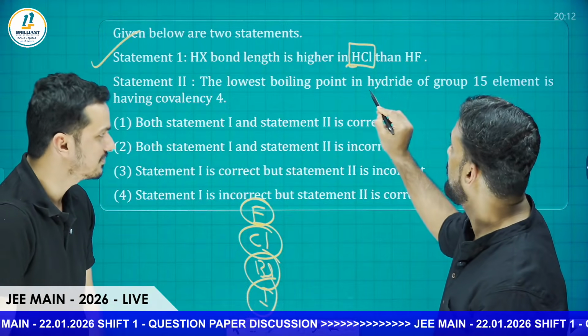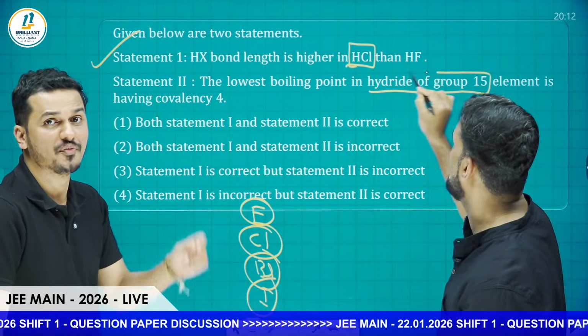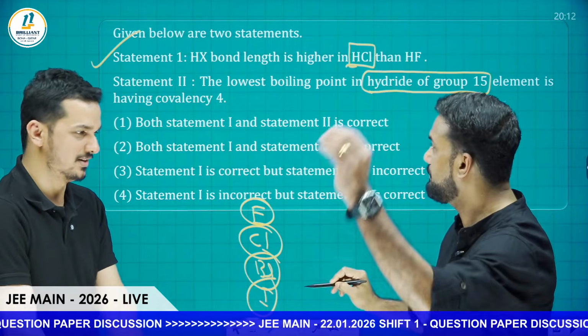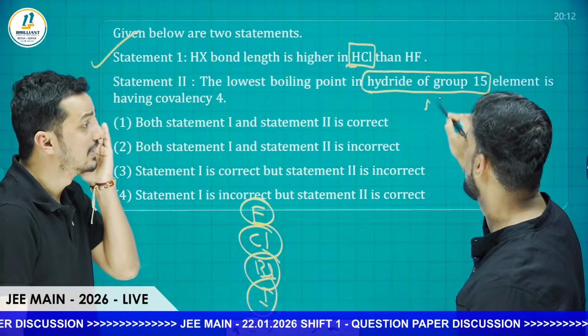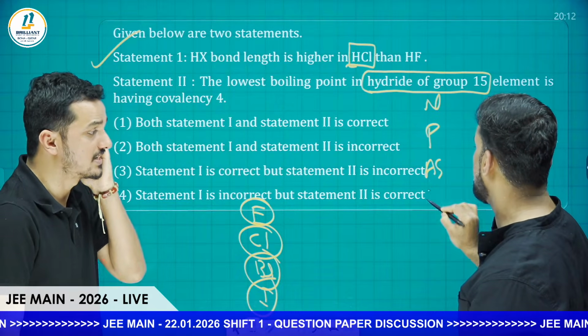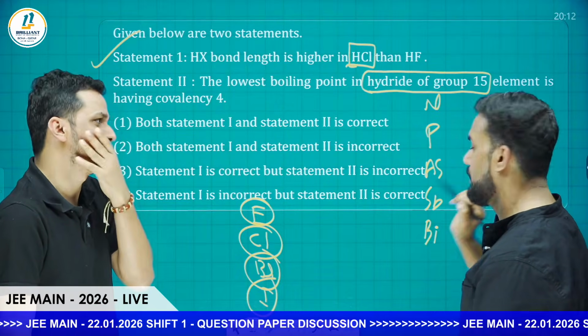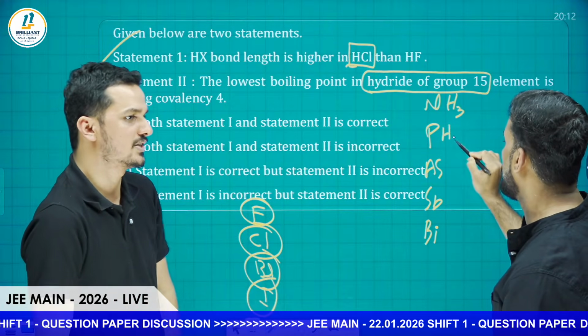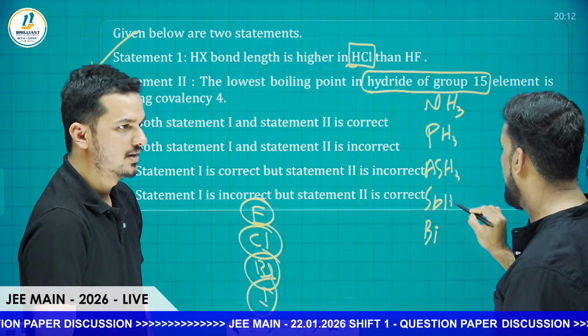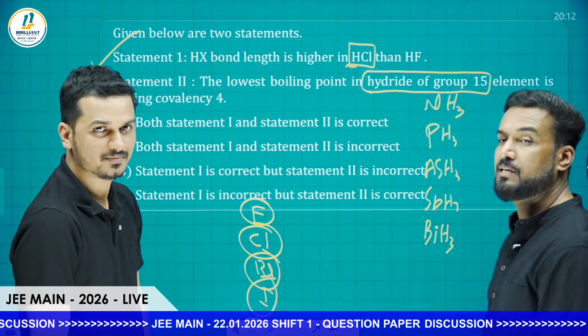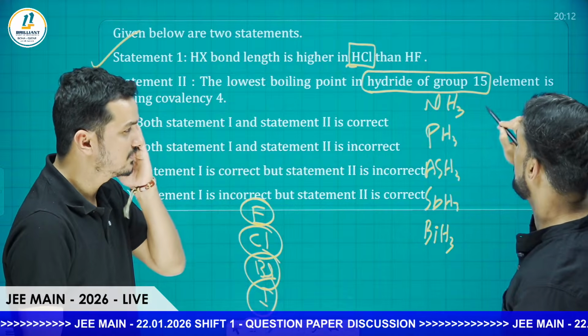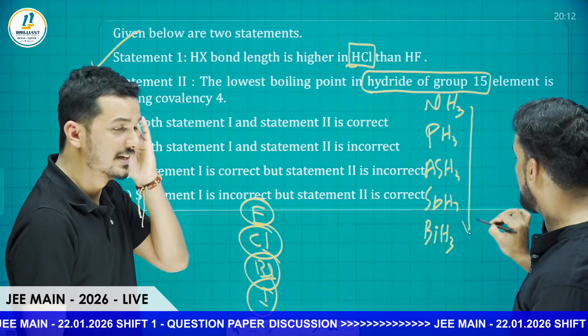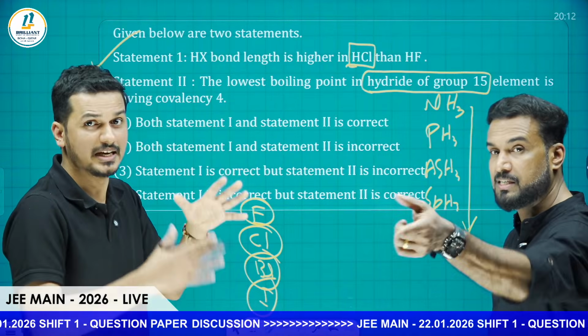The lowest boiling point in hydrides of group 15. This one we told, very important, it will definitely come. Group 15 means nitrogen, phosphorus, arsenic, antimony, bismuth. These all form hydrides: ammonia, phosphine, arsine, stibine and bismuthine. Normally the boiling point increases when going down the group, because size and mass increase. But there is an exception.